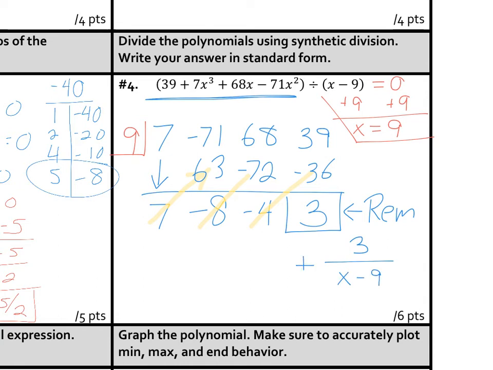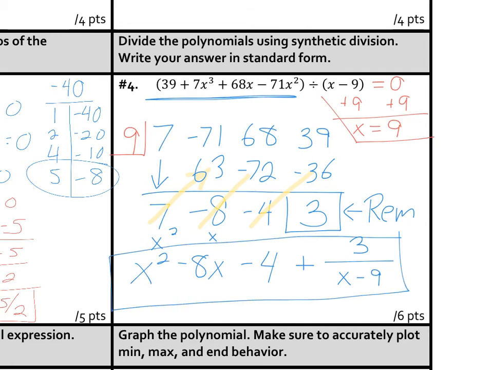Okay, then working from the right-hand side, -4 is our constant. -8 gets an x, so -8x, and 7 gets the x squared. And that is our final answer.